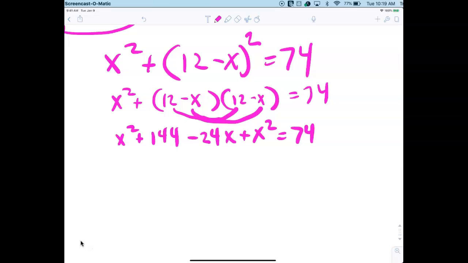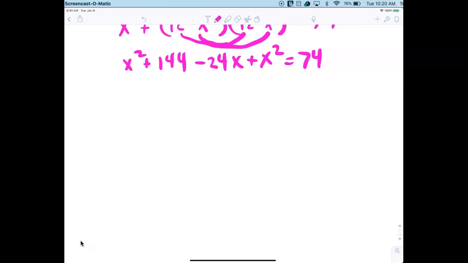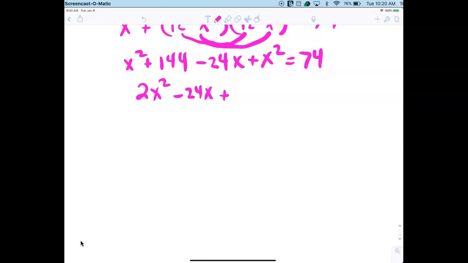Everybody okay with that? Now we have to combine terms. So what's x squared plus x squared? 2x squared. Remember, when you're adding, you have 1x squared and you add 1x squared, so together you have 2x squared. We got to get that. 2x squared minus 24x plus 144 equals 74. Everybody see that? Now, is it set equal to 0 yet? So now I have to subtract the 74. If I subtract 74, what does that give me?